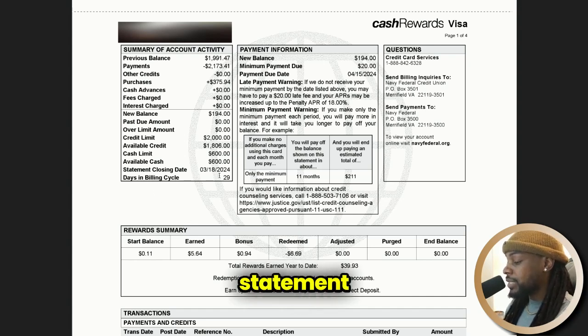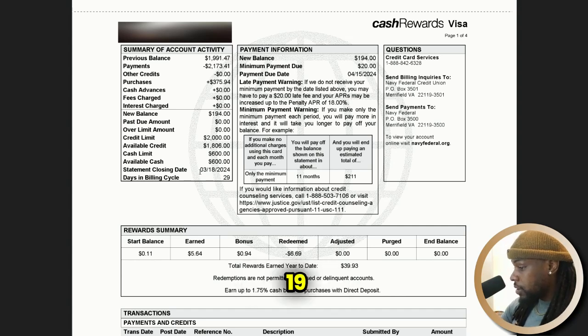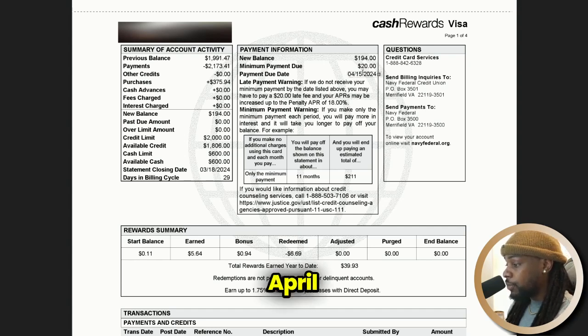But see, my statement cycle close date is March 18th, 2024, right there. And my new statement cycle starts on the 19th. So everything I spent from basically February 19th to March the 18th is now due on April the 15th. And on April 15th, I just have to pay $194.